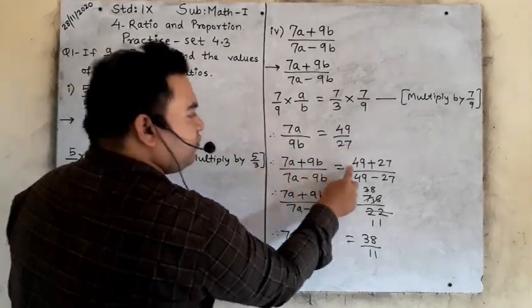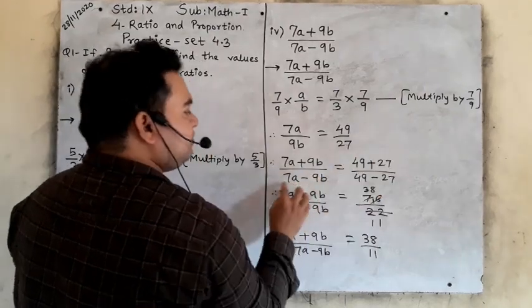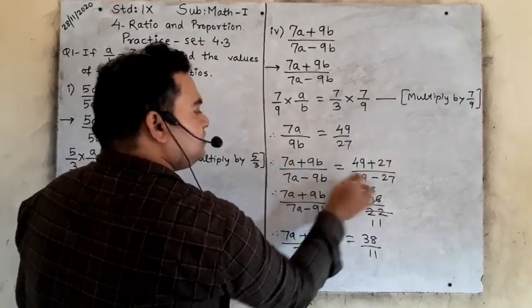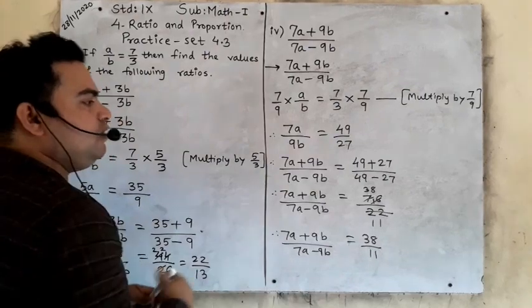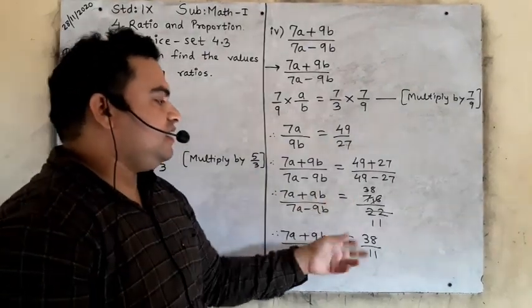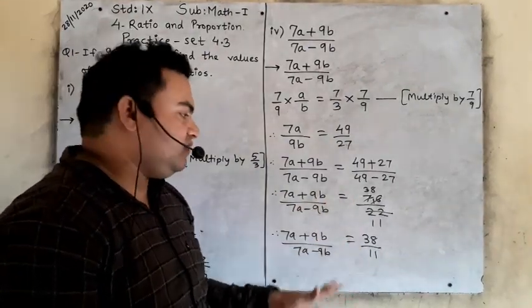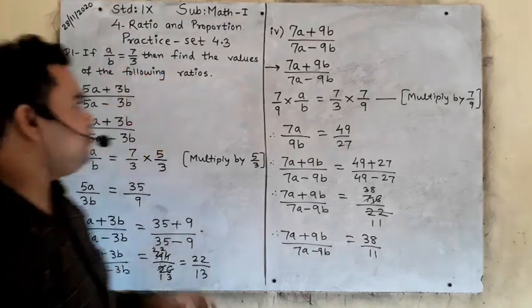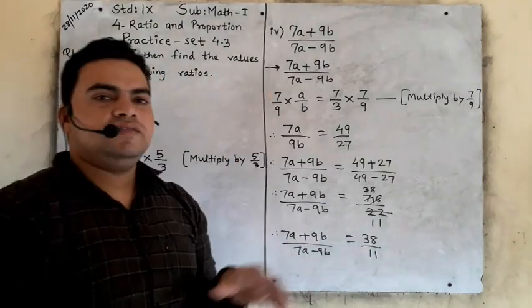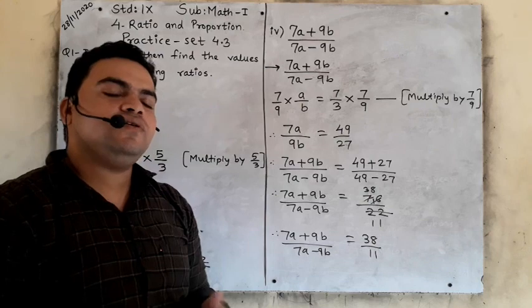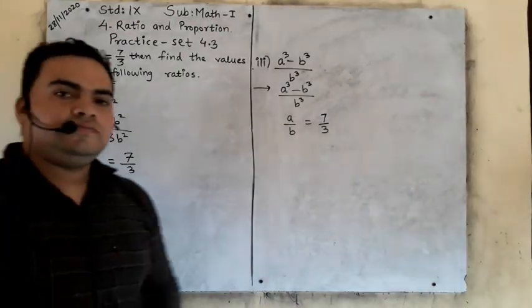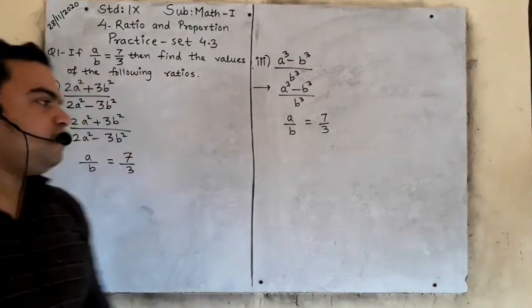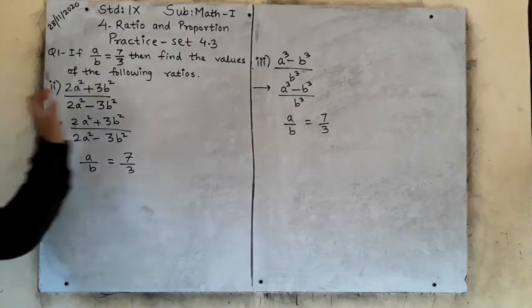Now 7A value 49 plus 9B value 27, 7A 49 minus 9B value 27. This is how you have to do the addition, and then you have to do the division. The answer will come 38 upon 11. So question number 1 and question number 4, they both are same. Now we will solve question number 2 and 3. So dear students, now after question number 1, we will see question number 2 and 3.